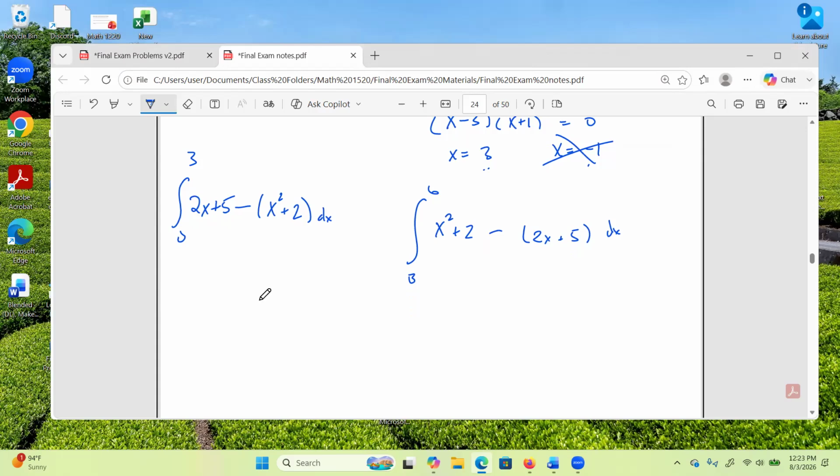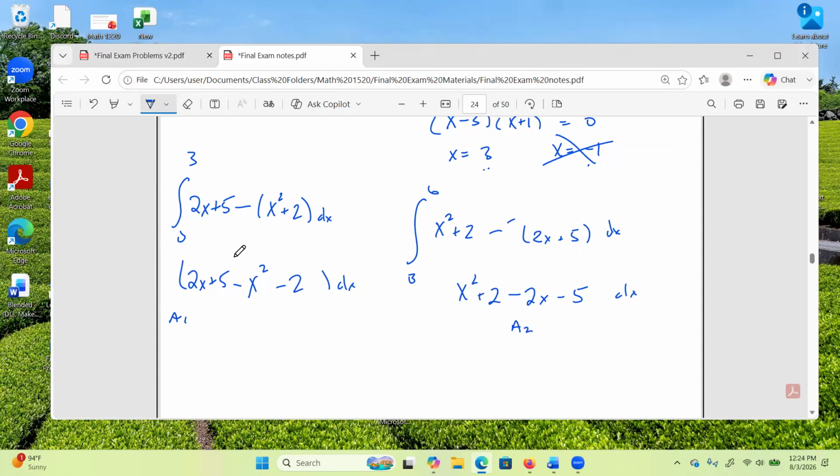We just pretty much have to set up our areas and get our geometry right and figure out what's going to happen there. So here we go. We've got 2x plus 5 minus x squared minus 2. That's my first area, dx, we'll call that area 1. And then we've got our second area, so we have x squared plus 2 minus 2x minus 5, distributing this negative sign to both of them. We'll figure this is area 2.